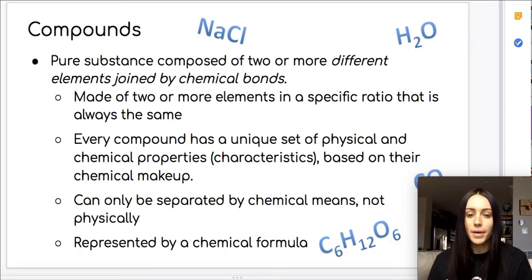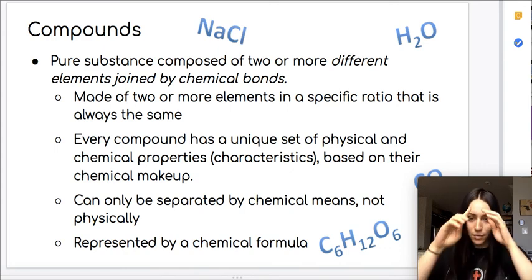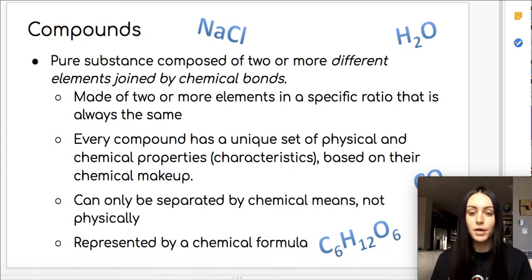Every compound has a very unique set of physical and chemical properties or characteristics, and this is based upon that chemical makeup. Based on the types and number of atoms that are bonded together, the substance has a specific set of properties that is different from all other substances. Compounds can only be separated by chemical means. That means I cannot take a water molecule and physically pull it apart. In order for me to separate those chemical bonds, that must happen chemically. And the way that we represent compounds is by a chemical formula.